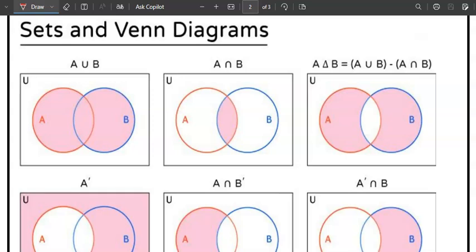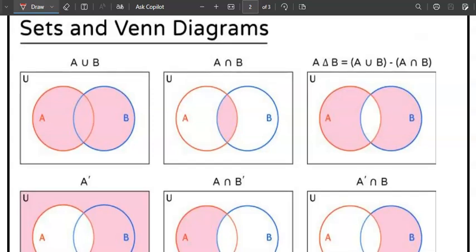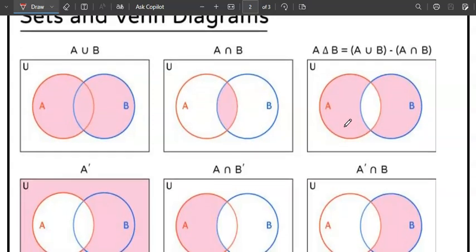On the next page, you have sets and Venn diagrams. These are the different ways of comparing two sets. This is A or B. This one is A and B. This one is either A or B, but not both. It's the exclusive or.